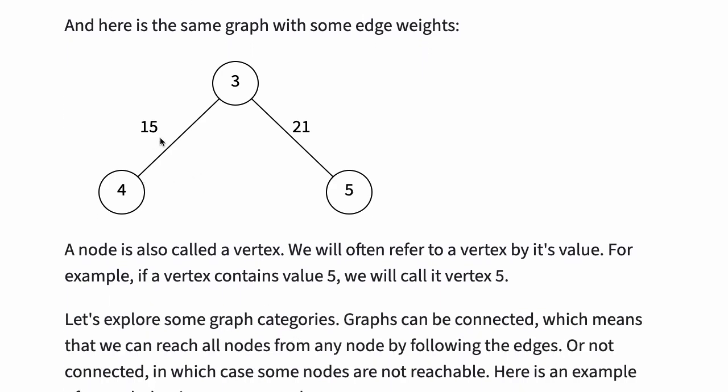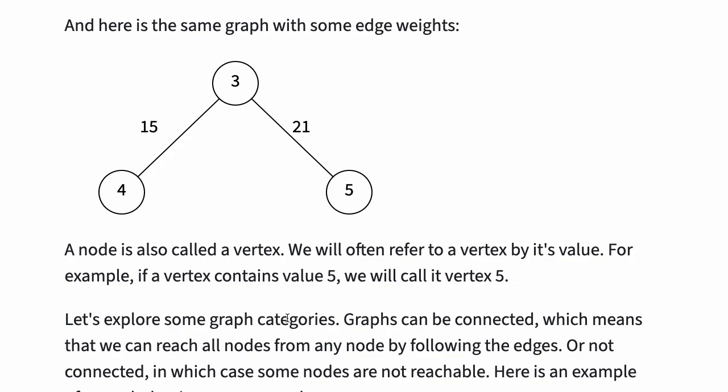And here's the same graph with some edge weights. A node is also called a vertex. We will often refer to a vertex by its value. For example, if a vertex contains value 5, we will call it vertex 5.